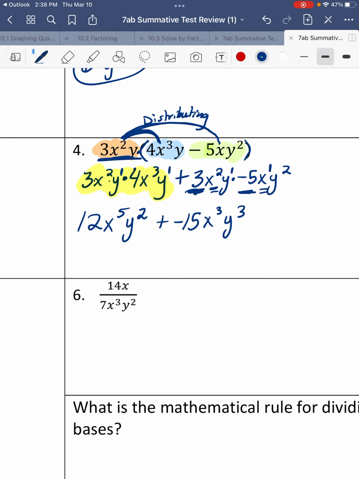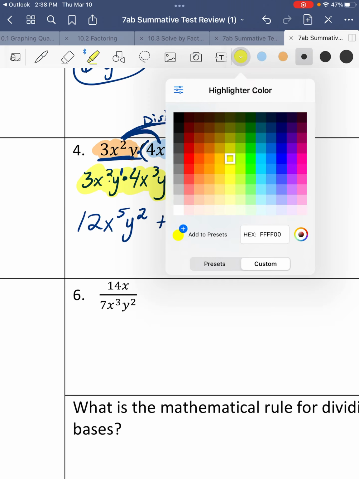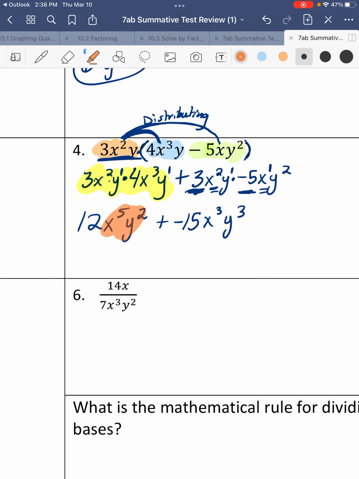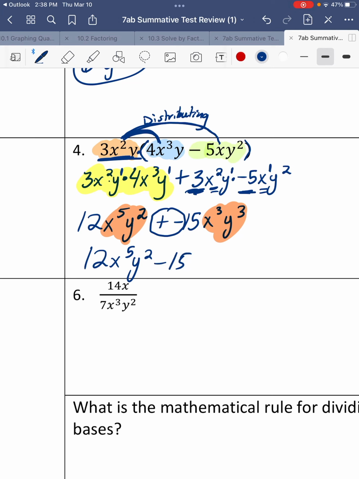Now the only thing we can clean up here, well first, I guess I should stop and slow down a little bit. We have 12 x to the fifth y squareds, 12 of them. And the only way we can put them together with what's over here is if that's x to the fifth y squared, and it's not. They are not the same, so we cannot join these together. There's no way with additions we can join it together. The only thing we can do is this plus and negative turns into a subtraction. So this is 12x to the fifth y squared minus 15x to the third y to the third.